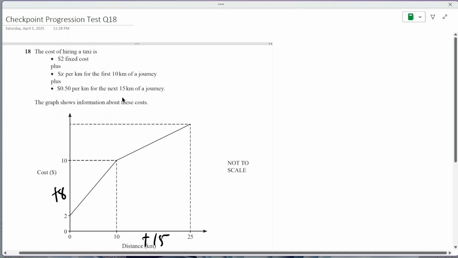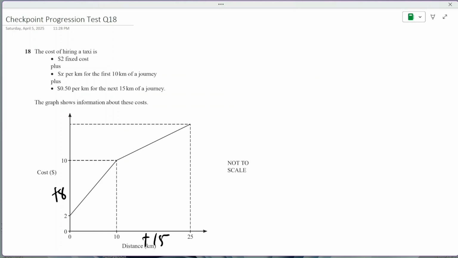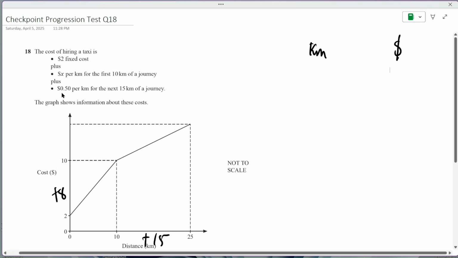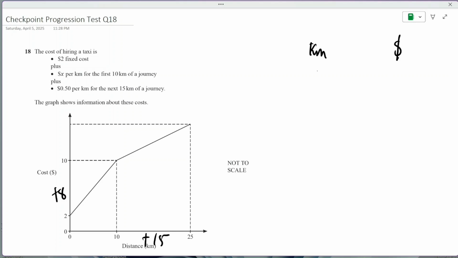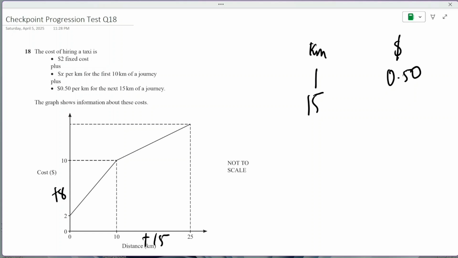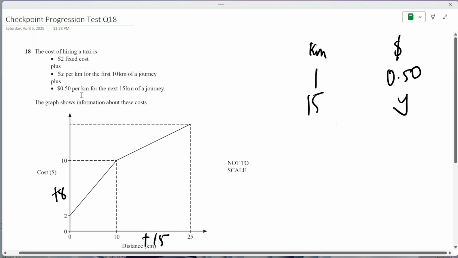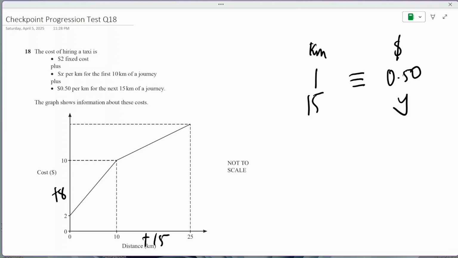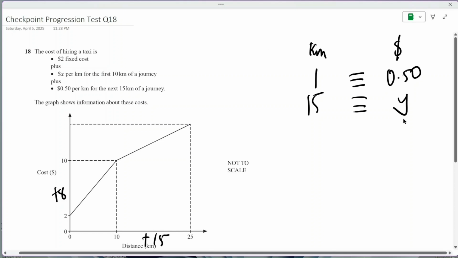Now, to get the actual amount he paid, you have to put the distance under themselves and put the prices under themselves. So you have your distance, you can put it in km, kilometers, and you have your price in dollars. What $0.50 per kilometer is saying is for 1 kilometer you pay $0.50. Then for 15 kilometers you pay, let's say Y, you don't know the exact. That's saying 1 kilometer is equivalent to $0.50 and 15 kilometers is equivalent to our unknown, which is Y in this case. We cross multiply to get an answer.